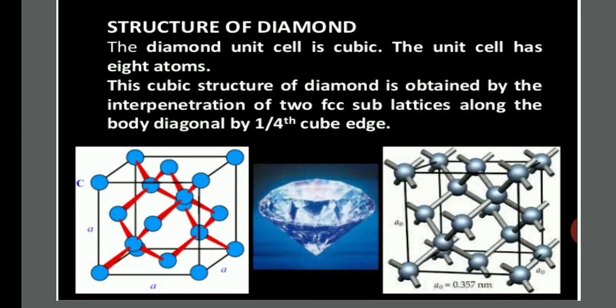Now, one more example to discuss is the structure of diamond. You have to also be familiar with diamond. The diamond unit cell is cubic. The unit cell has 8 atoms. This cubic structure of diamond is obtained by interpenetration of 2 FCC sublattices along the body diagonal by 1/4 of the cubic edge.